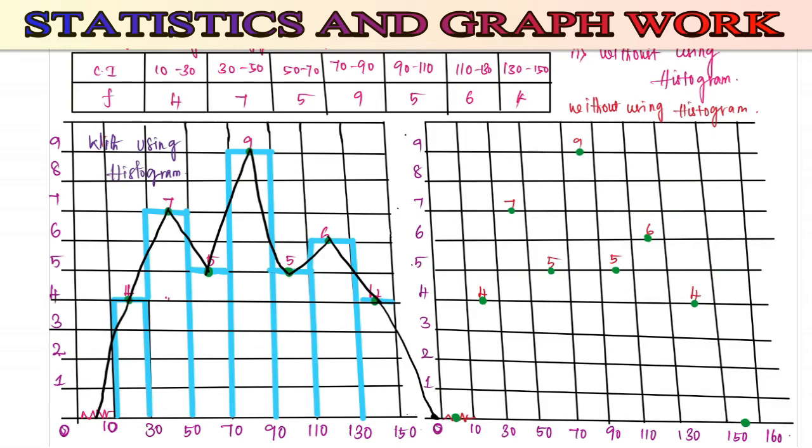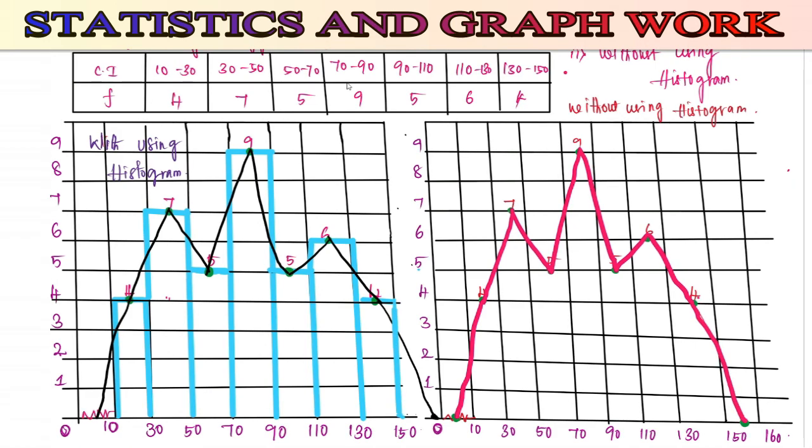Okay, first one is 0 to 4. Then 4 to 7, 7 to 4. The next one is 4 to 5, 7 to 5. Next is 5 to 9, next 9 to 5, 5 to 6, 6 to 4, and then you just have to connect to the x-axis. Now here we have drawn the frequency polygon by using the histogram and without using the histogram for the given data.